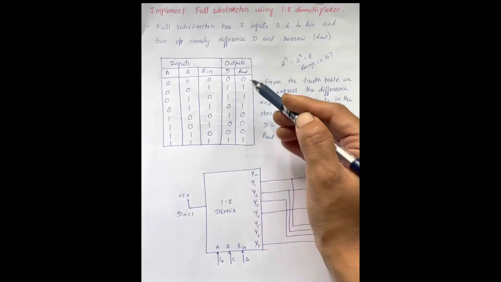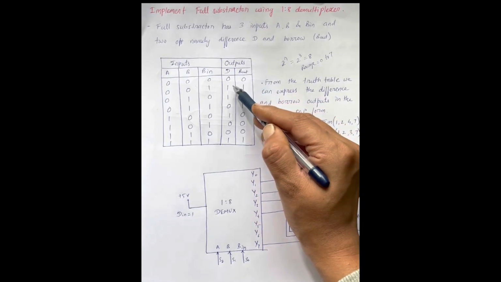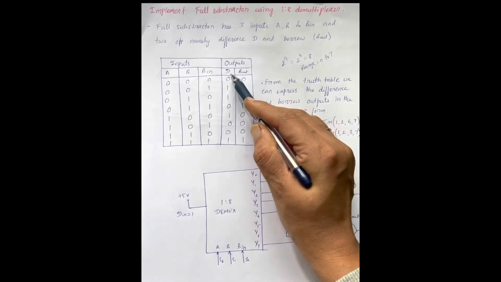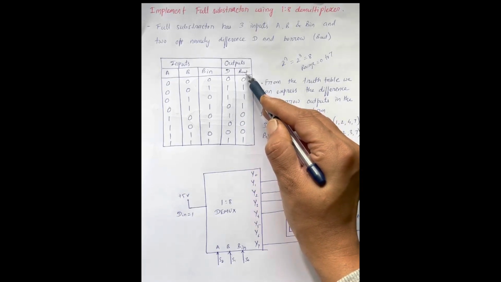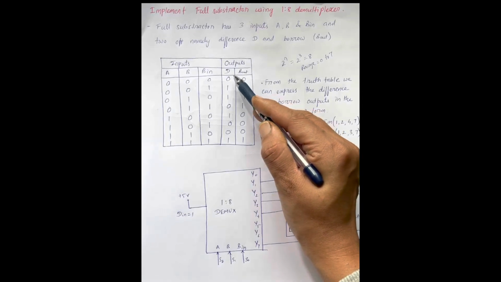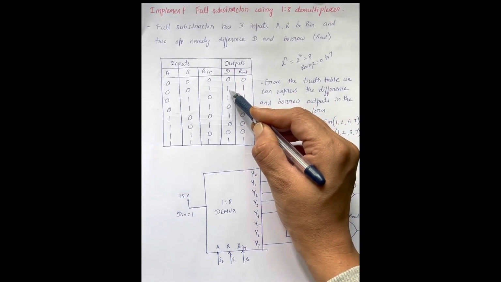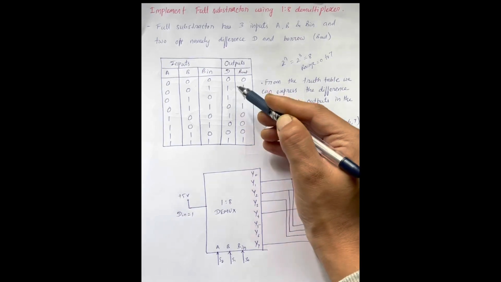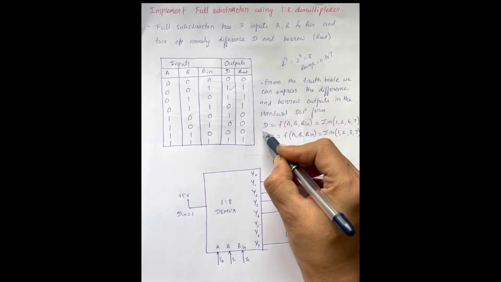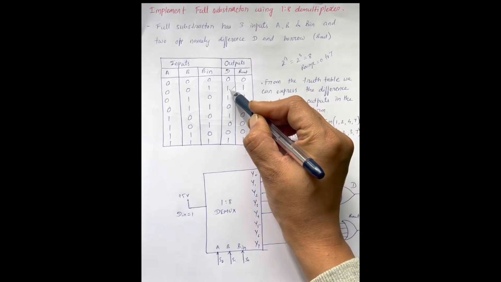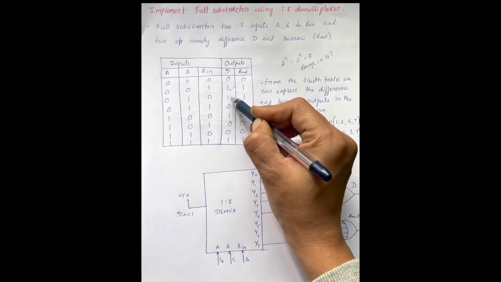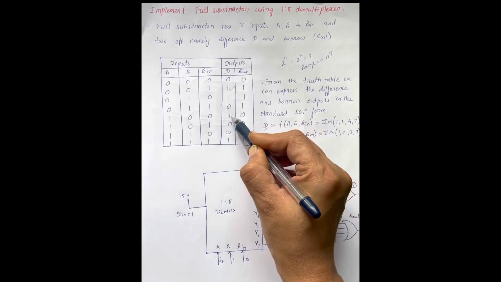Now the second step is what? We have to derive equations from these outputs. Here we have two outputs, that means we will get two equations, one for borrow and one for difference. You can derive the equation in SOP form or POS form. Here we are deriving the equation in SOP form. In SOP form we just write the terms for output logic 1, right? You can see here that for difference, the output is 1 for number 1, number 2, number 4 and number 7.